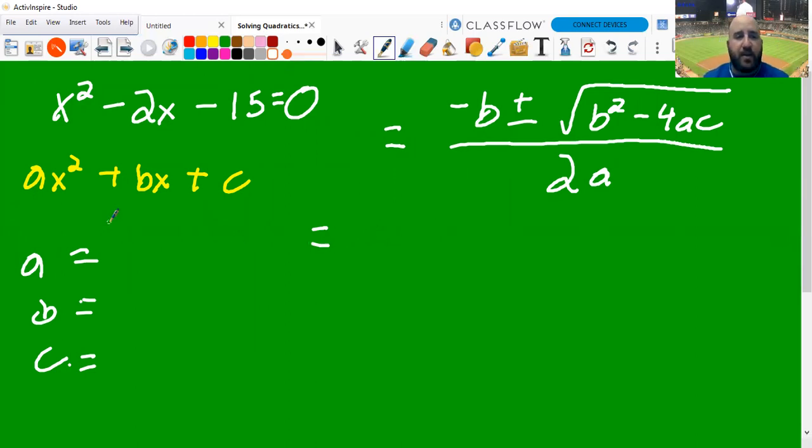You can do that. So we've got to identify A, B, and C. B and C are relatively easy. B is my coefficient on x, which is -2. C is my constant, which is -15. A is my coefficient on x squared. A lot of times I'm not going to have a number there, so I've got to use 1. If there is a number there, I would use that instead.